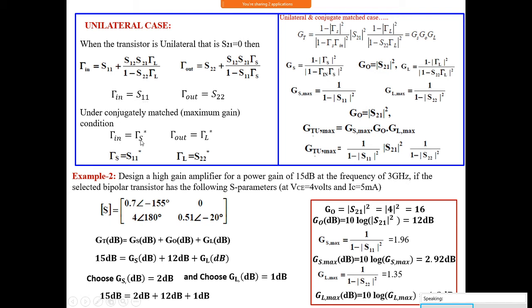What tau s is? It should be equal to the complex conjugate of this. So automatically this tau s is equal to S11 complex conjugate. So for a unilateral transistor, the maximum value of GS, by substituting this and this here: tau n is S11, tau s is S11 complex conjugate.